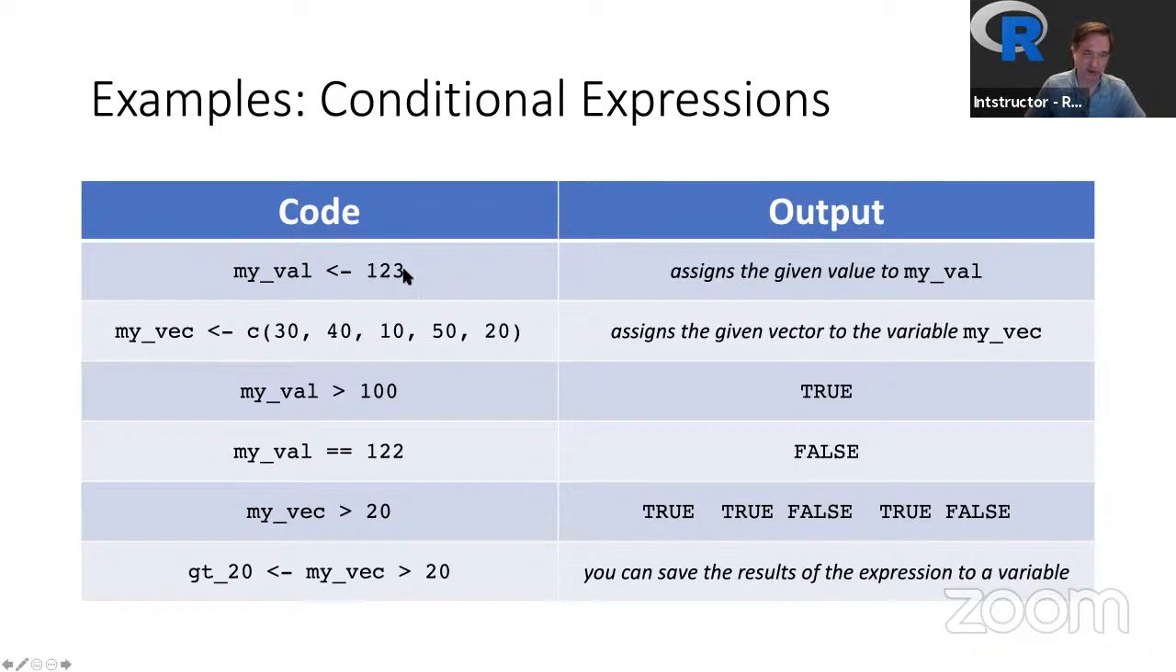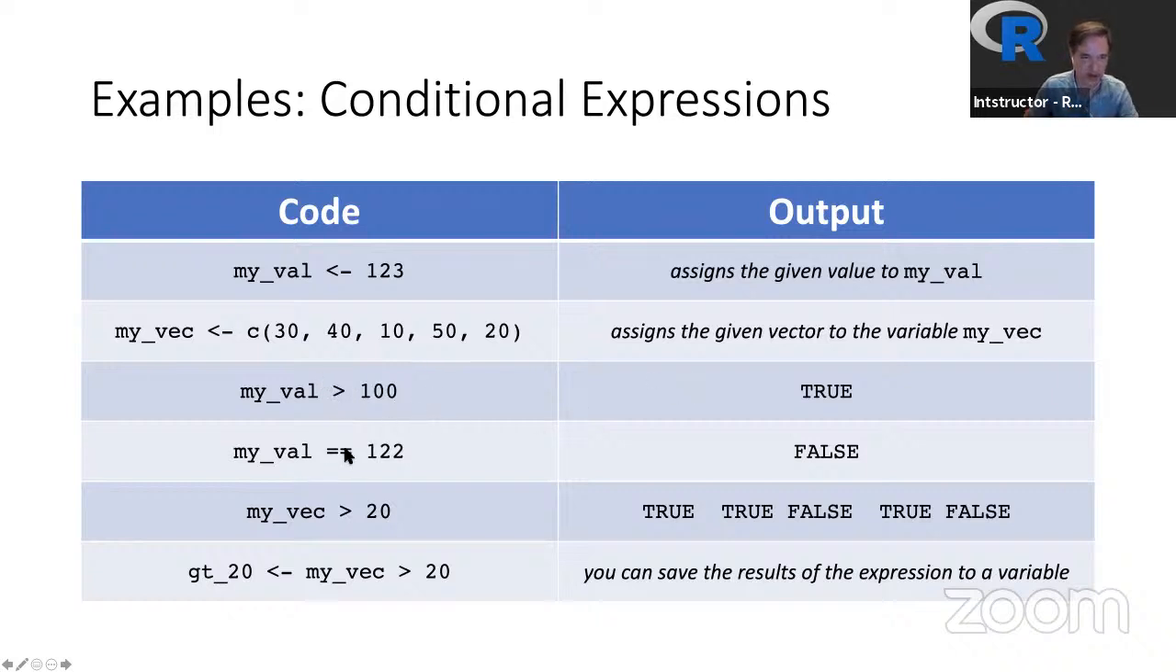Let's get some variables set up so we can actually do some things with it. So let's make a single variable and assign a single value to it. And let's also make a vector here. So hopefully this syntax is looking familiar for you. Now with myVal, we can ask the question, is myVal greater than 100? The answer to that should be TRUE, because in fact, myVal has been assigned a value of 123. So yes, myVal is greater than 100.